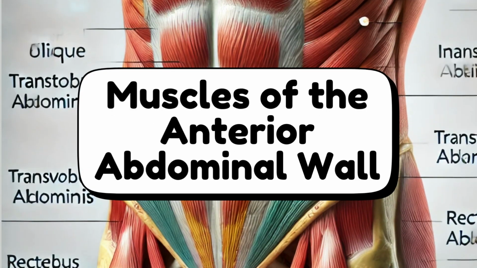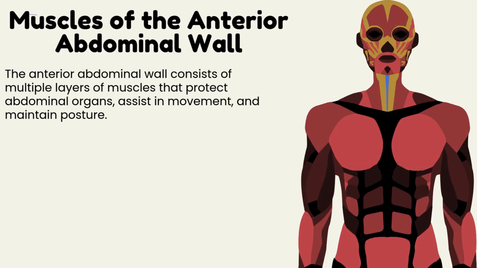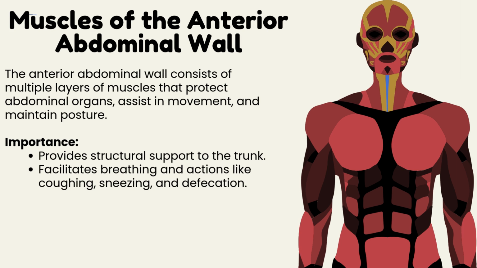In this lecture, we will discuss the muscles of the anterior abdominal wall. The anterior abdominal wall consists of multiple layers of muscles that protect abdominal organs, assist in movement, and maintain posture. They provide structural support to the trunk. It facilitates breathing, and actions like coughing, sneezing, and defecation.